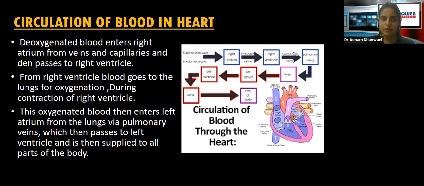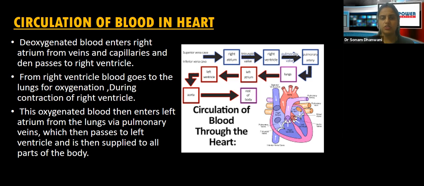So the deoxygenated blood enters the right atrium from all the surrounding veins and capillaries, and then it will pass to the right ventricle. ठीक है, right atrium के नीचे होगा right ventricle. So this is the deoxygenated blood. Remember, on the right side deoxygenated blood enters the right atria, then goes to the right ventricle. Then from the right ventricle, it is going to the lungs for getting oxygenated. ठीक है, lungs में जाके blood purify हो जाता है.